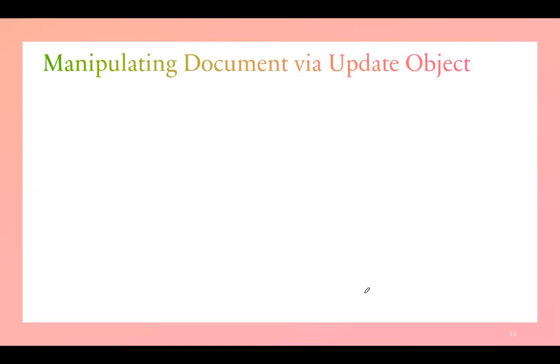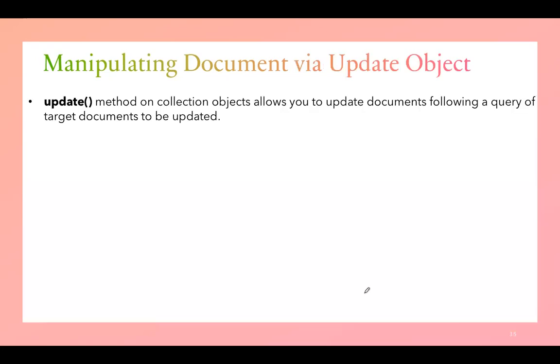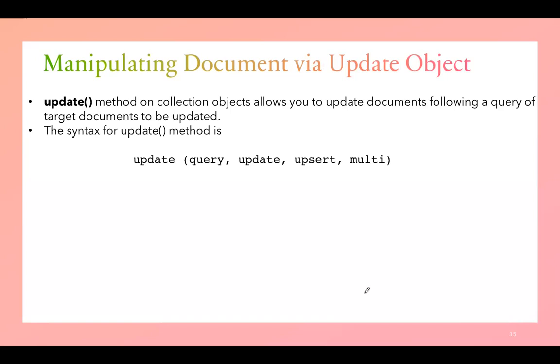Okay. All right. So let's look into some update examples. The update method on collection objects allows you to update documents following a query that targets the documents to be updated. So this is the syntax for the update method, and there is a specific meaning.